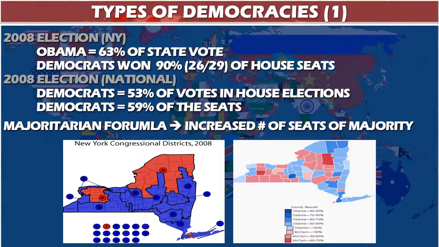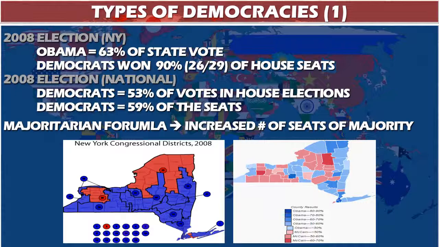So let me tell you how this would change the system. Let's look at the 2008 election in New York State. Now, there weren't any senators running, but President Obama was running, and he got 63% of the state vote. And you might think of that as what the Democratic vote for the state would be if, for example, the Democrats were voting in one common electorate rather than in different congressional districts.